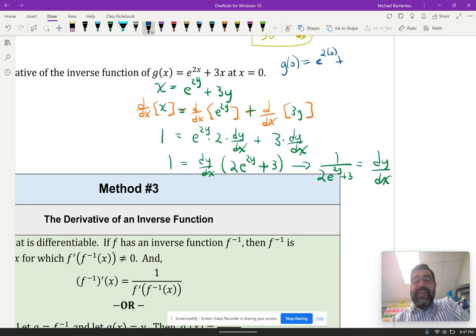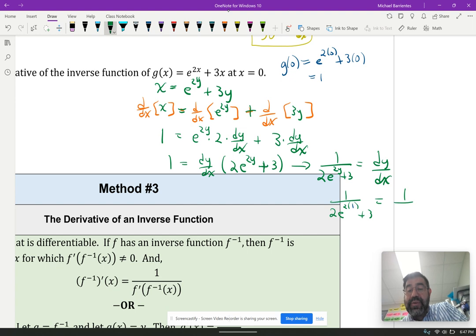e to the 2 times 0 plus 3 times 0 would be e to the 0 is 1 plus 0, so that's 1. That's the number I need to plug into my formula to figure out the derivative. So it's 1 over 2e to the 2 times my y value plus 3. But my y value was 1. And so therefore my final answer is that my derivative is 1 over 2e squared plus 3, and that is dy/dx.